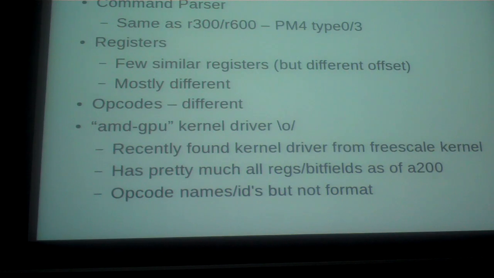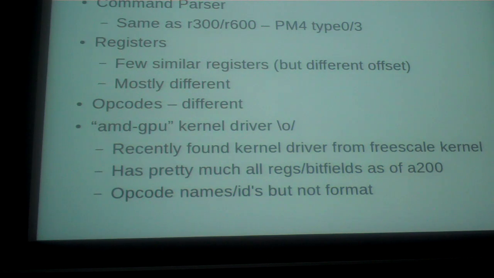Slides. So the first level command parser, like the type 0, type 3 headers, those are the same as R300, R600. Registers, there's a few similarities, mostly different. All the PM4 opcodes are different.